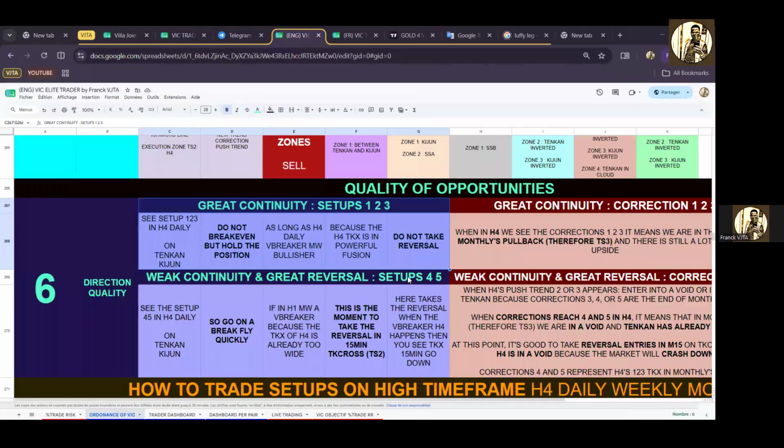So now let's continue with the setup 4, 5. I got a small light issue. I think I will merge the videos.